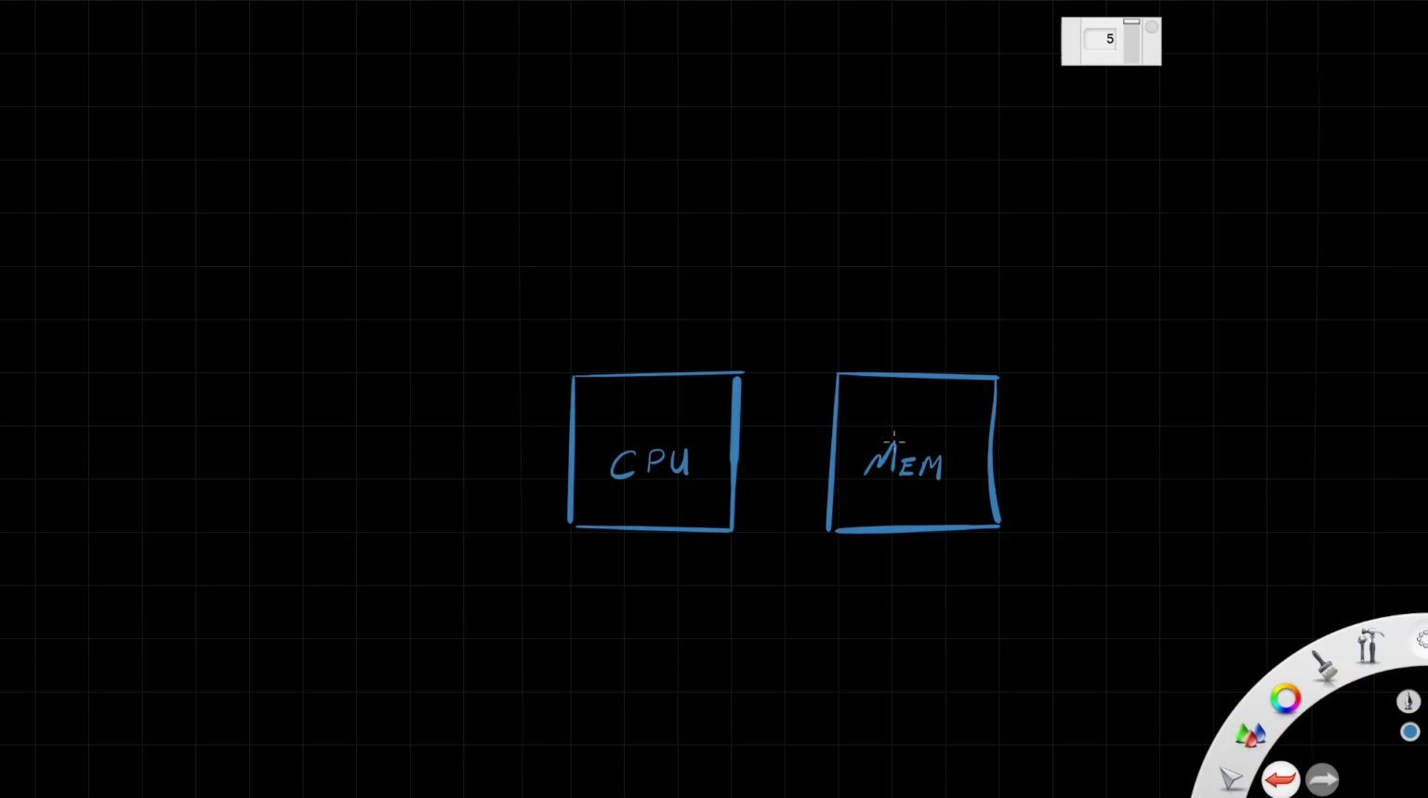Now let's get into the blackboard and draw a couple of diagrams to understand certain concepts. The single most important part of a computer is its CPU, and CPU is connected to something called computer memory. So this is the computer memory. So they exchange data between them.